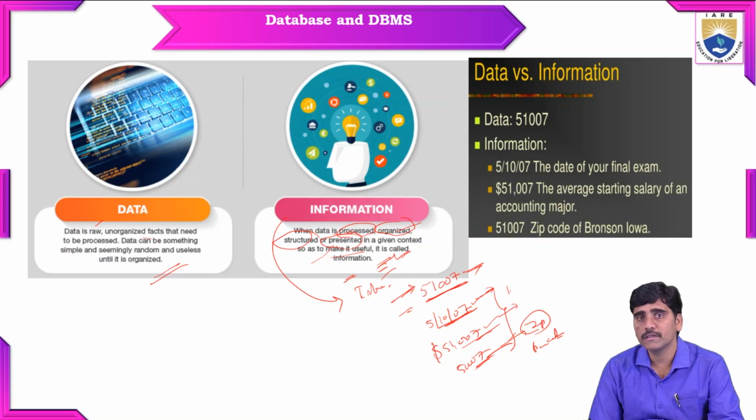So the information can be useful to retrieve the data, but the data cannot be useful to retrieve the information, right? That is the way we can understand the difference between data and information. Without being properly organized, structured, and presented, data cannot be used meaningfully. When it is properly organized, structured, and processed, it becomes useful, and then it becomes information.